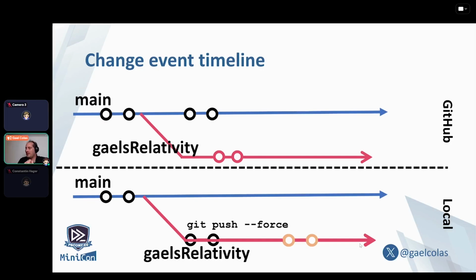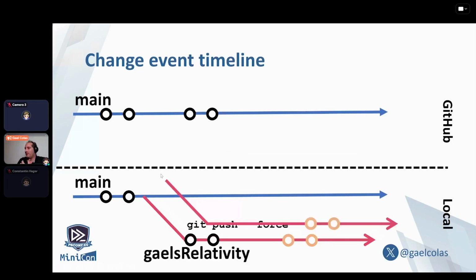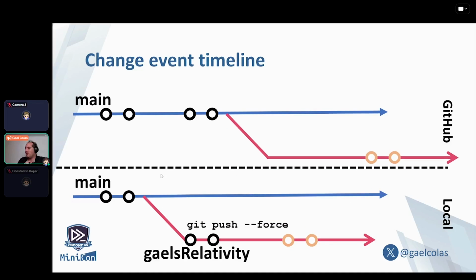So you have to force it, or as we've seen earlier, force with lease, in case someone else added new things to the remote that you wanted to be told about. So you git push force, and then this will add only your two commits after the last commit in main because you've made your rebase. And now you can do your pull request, which will only have the diff from the two commits you've made here against your main branch.